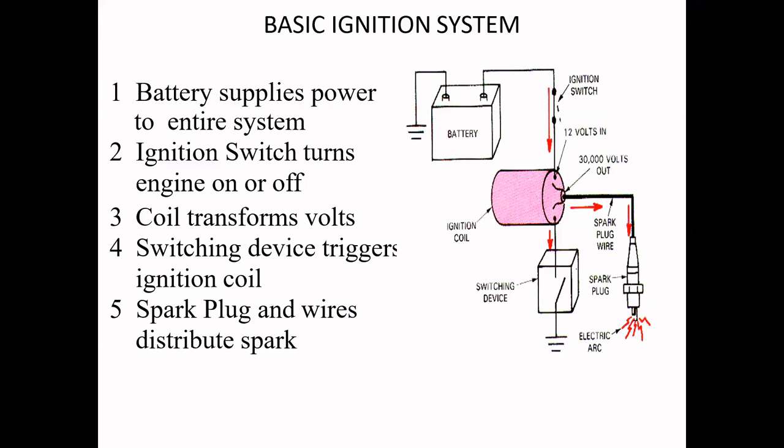Battery supplies the required power to the entire system. Two types of battery are used presently: one is lead acid battery and another one is alkaline battery. Lead acid battery is used in light duty vehicles. In case of light duty, that means all kinds of cars, lead acid battery is used.